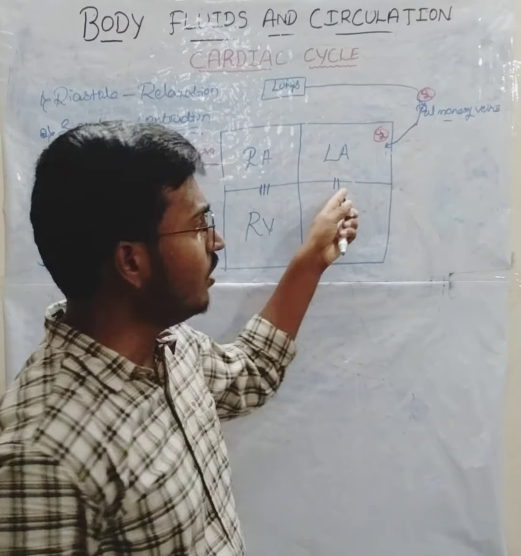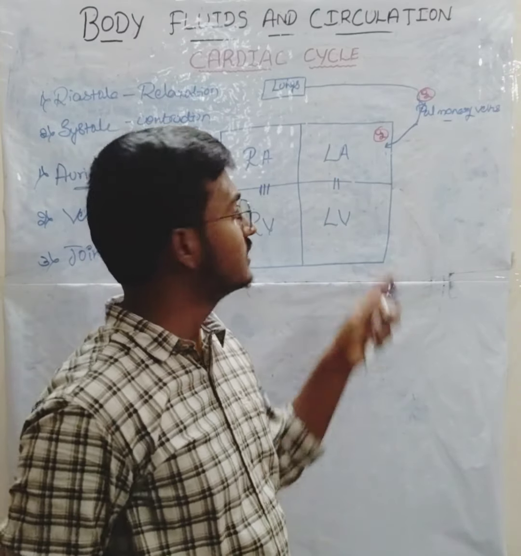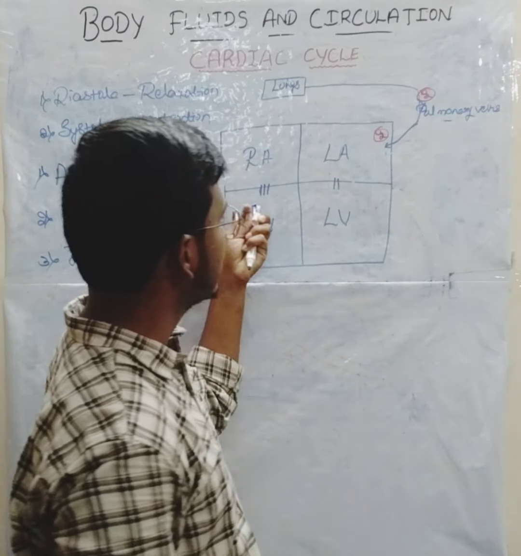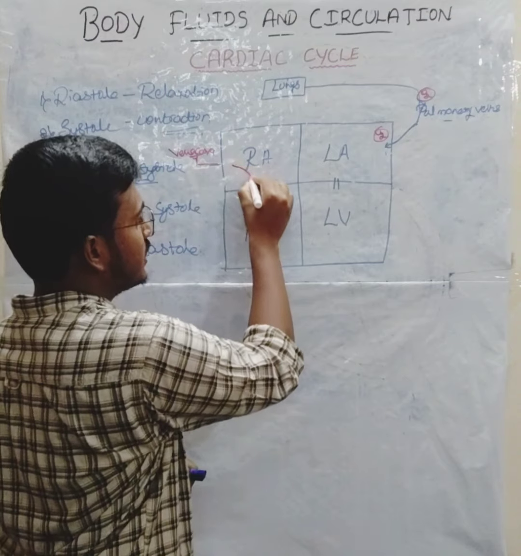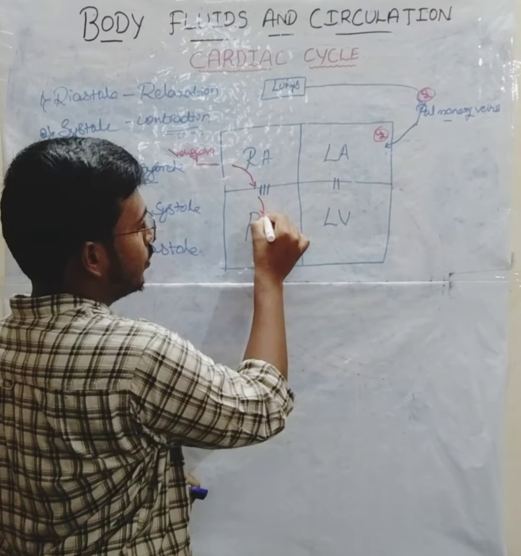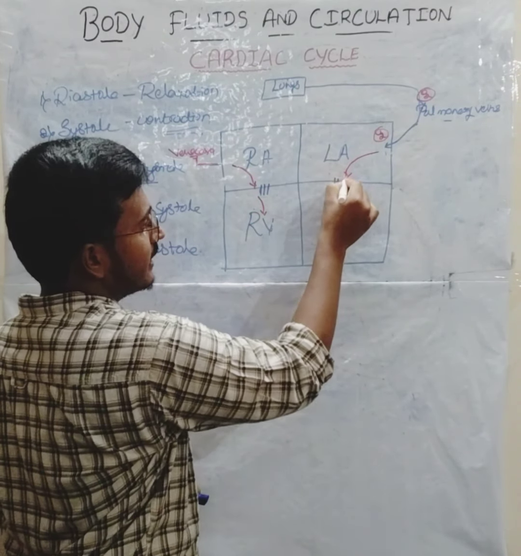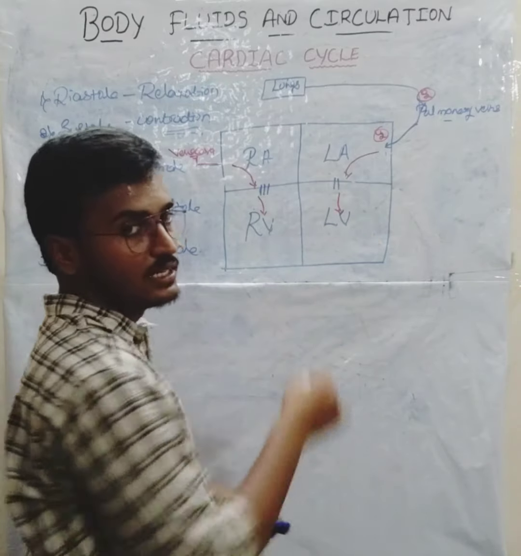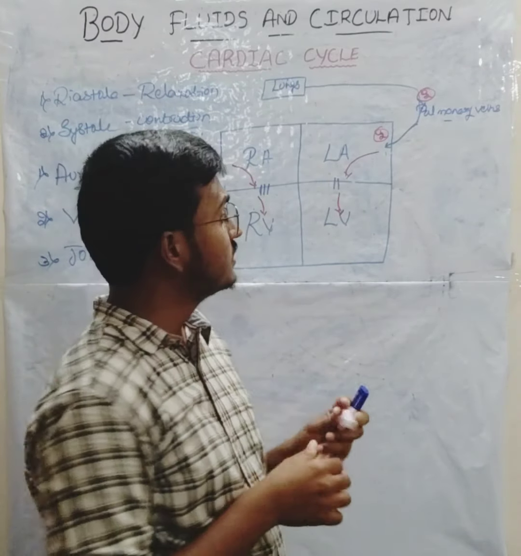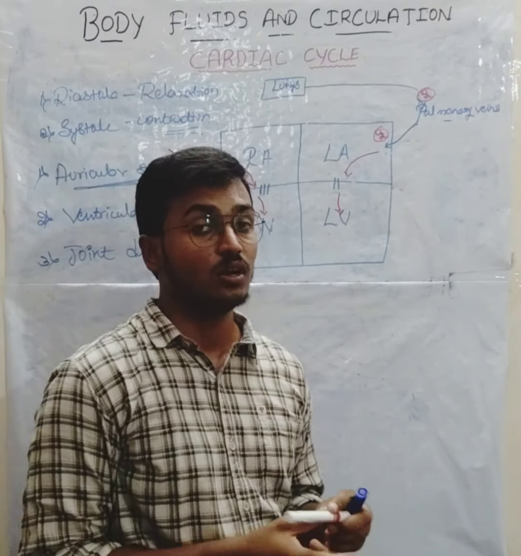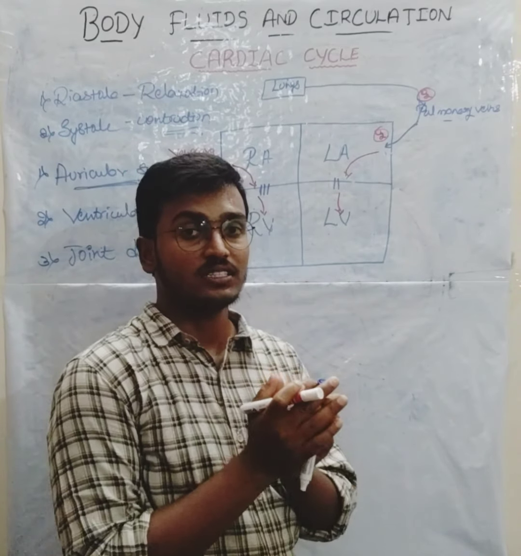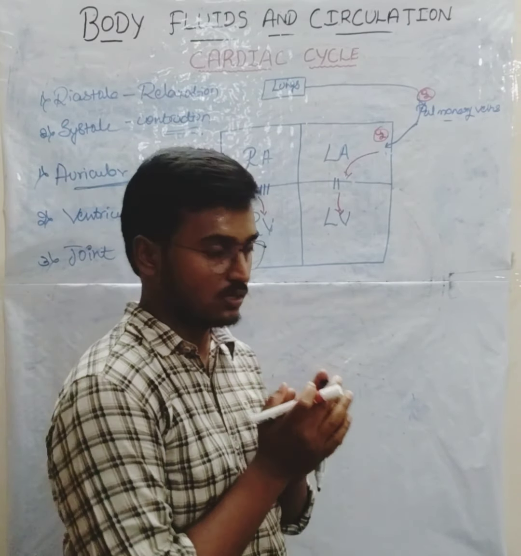Okay, so now the valves are wide open. This is the bicuspid valve and the tricuspid valve. The blood moves here, movement of blood takes place to the ventricles. Now this is about the auricular systole. Auricles are in contraction. Contraction takes place in the auricles now.